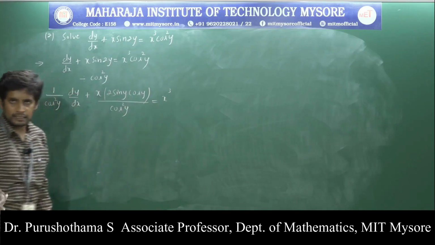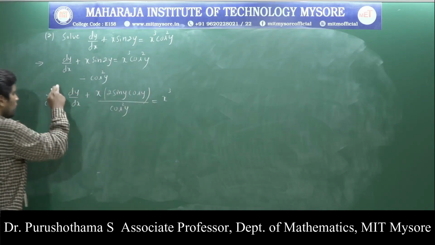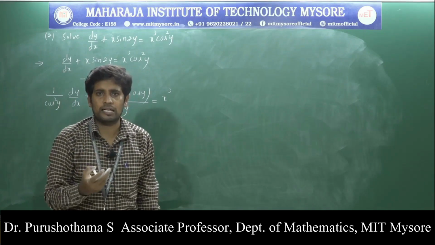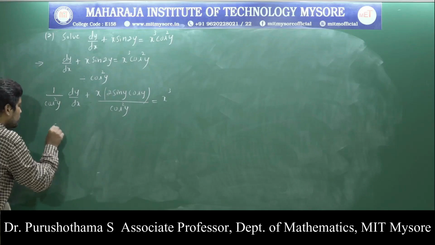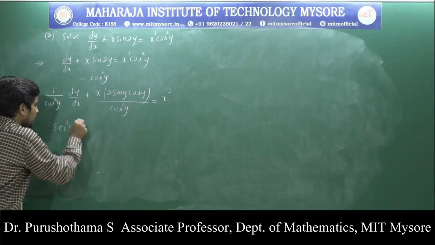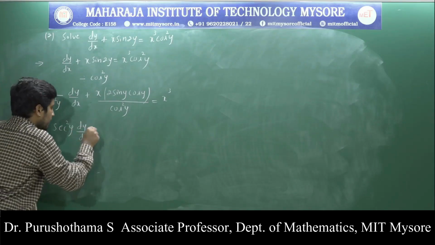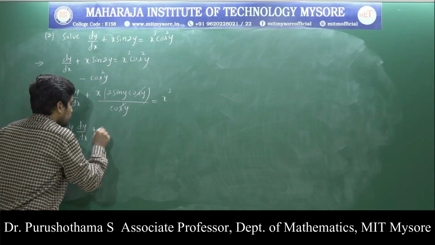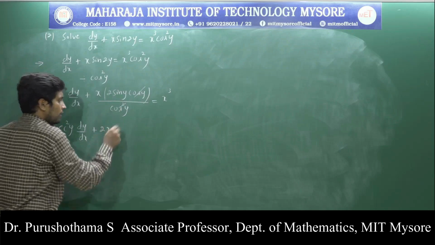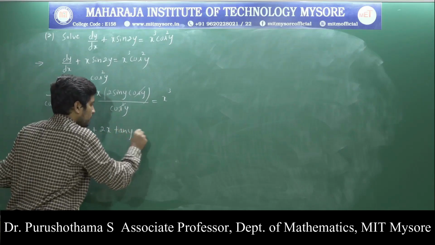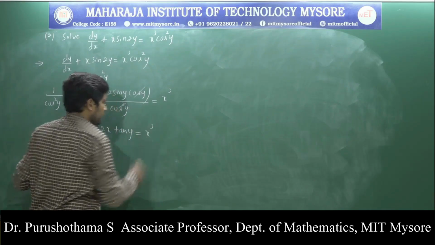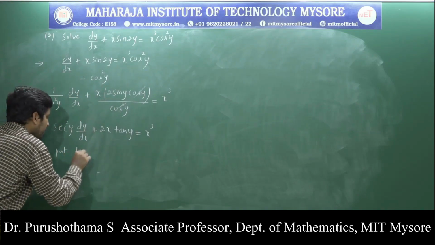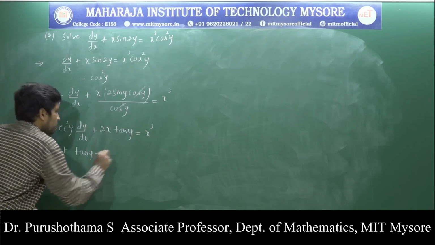Cos square gets canceled, so it is the same as 1 by cos square. Already we know that 1 by cos is equal to secant. Therefore, secant square y into dy by dx plus, here 1 cos gets canceled, remaining is x, 2 times of x into sin by cos, which is nothing but tan, is equal to x power 3. Therefore, in the next step put tan y is equal to t.